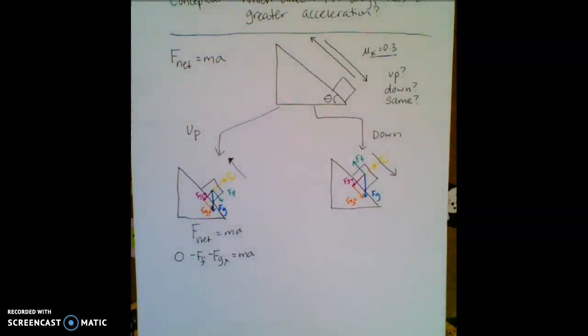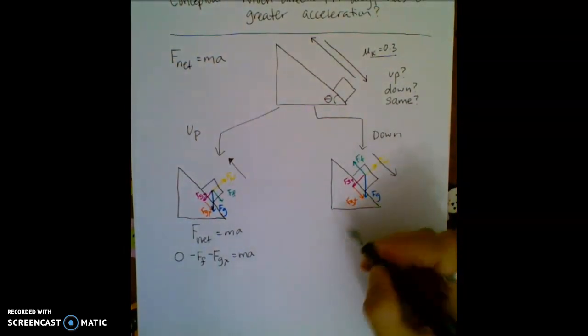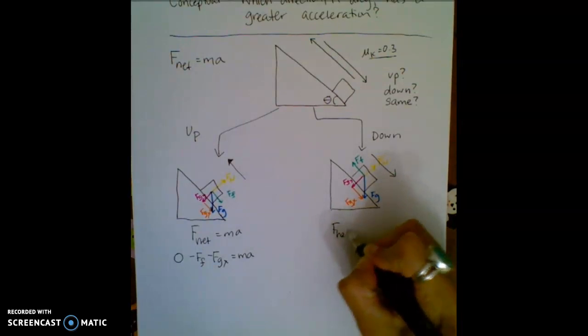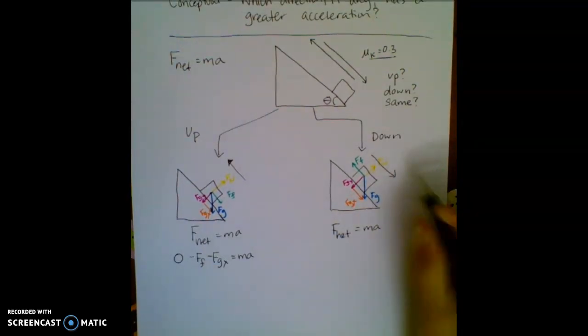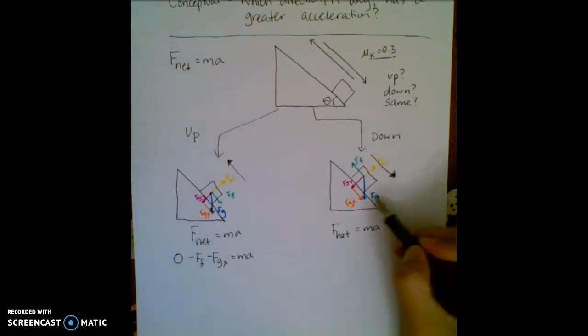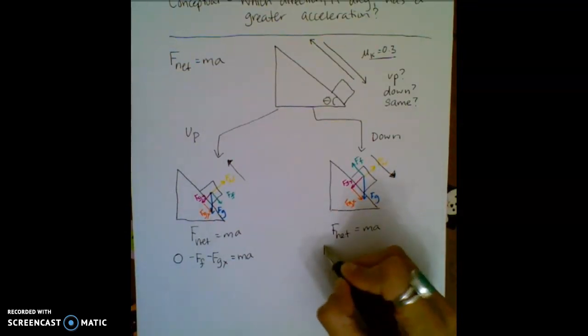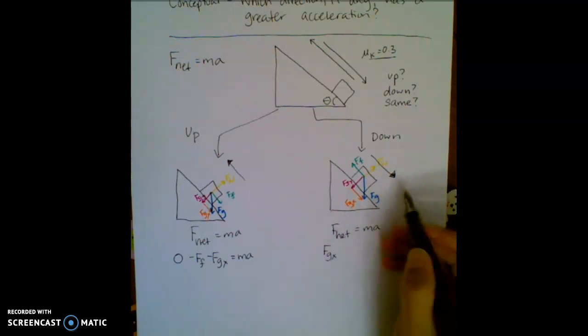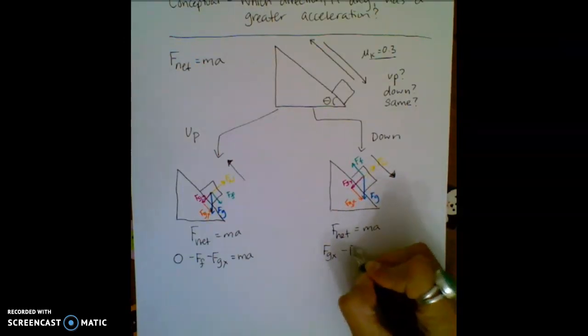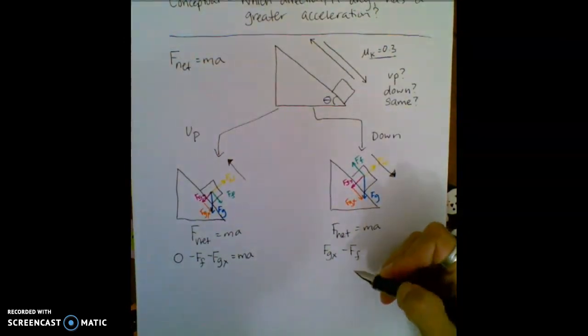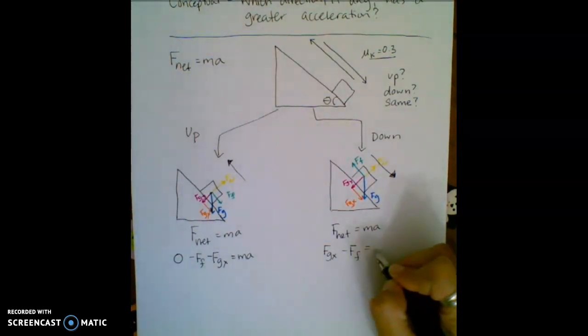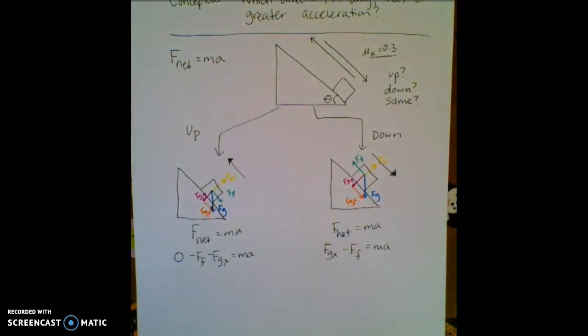All right, now F net is still helping minus hindering. And now that I'm going down the incline, I do have a helping force. I have FGX as the helping force. So this is FGX minus friction equals ma. Now, which one of those is larger?